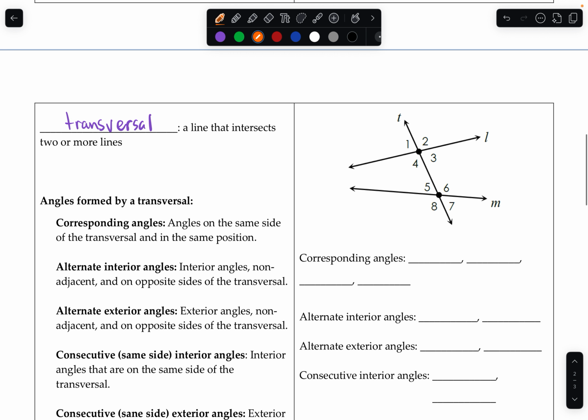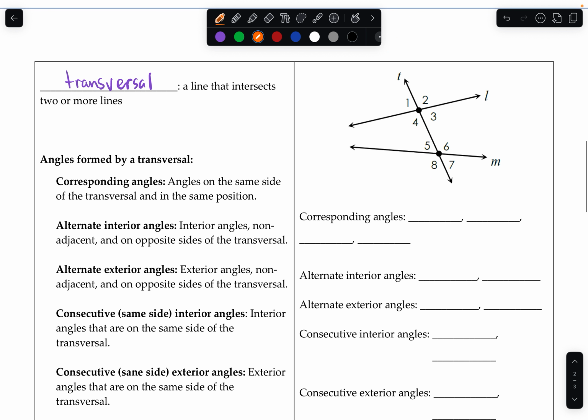Moving on. All right. So now lines and transversals. This part's going to be really important because we are going to be talking about lines and transversals, specifically with parallel lines, in the very near future. So learning this vocabulary is going to be critical to understanding what we're doing in the near future.